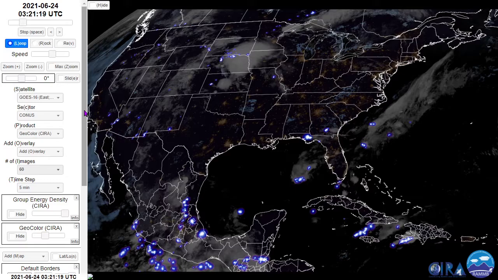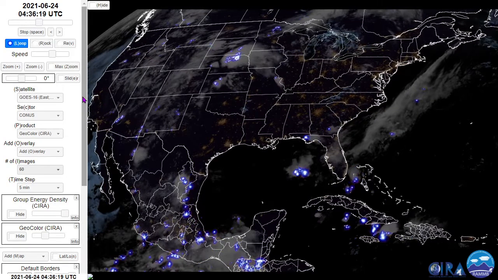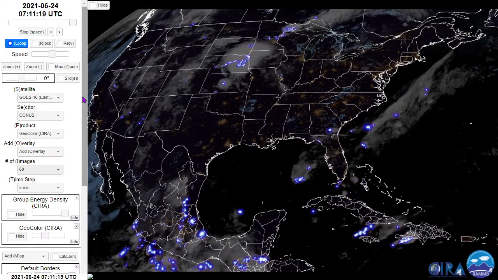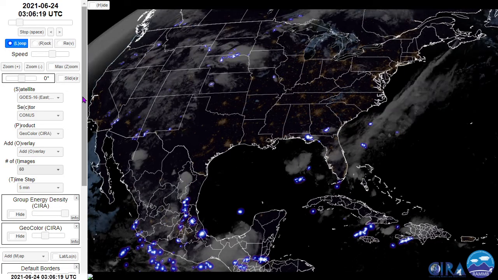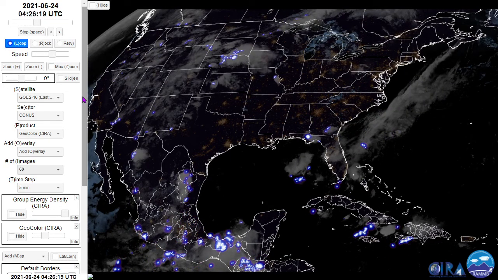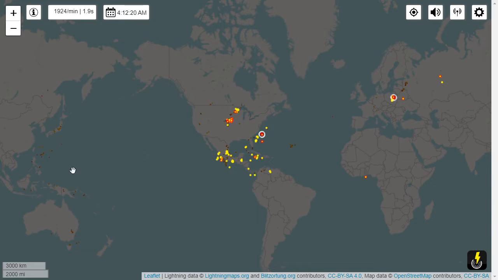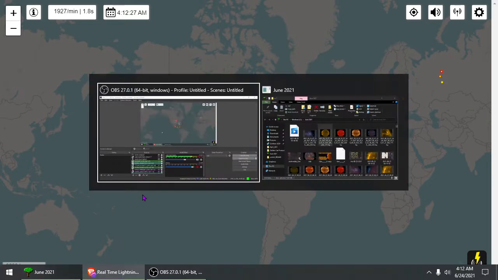Next, looking at our NASA GOES lightning mapper, to see some very strong lightning here moving from Nebraska into Iowa as we make the video. Also some strong lightning in the Florida Panhandle and southern Mexico. Here's a real-time lightning map courtesy of blitzortung.org, lightningmaps.org.